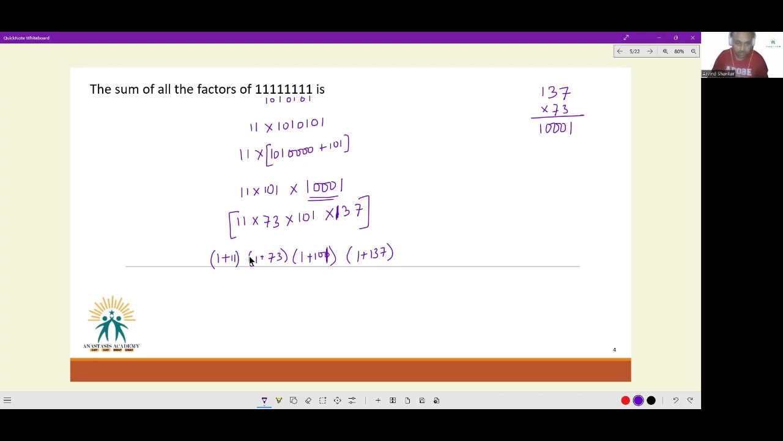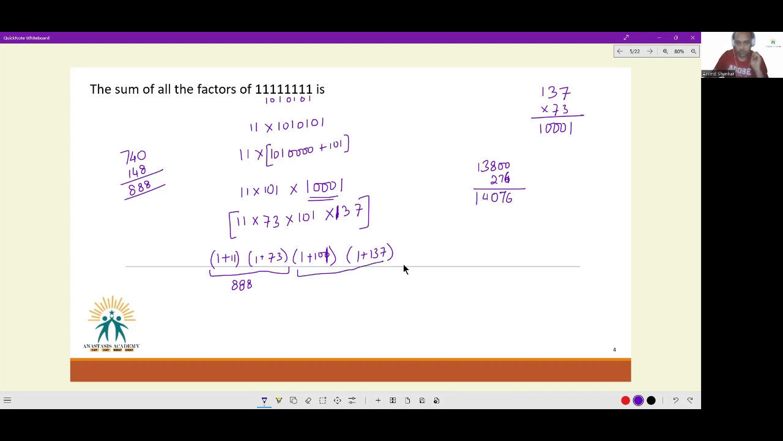So I will try to do the maths. 12 into 74. So 740 plus 148 adds up to 888. Okay. So these two numbers multiply to give me 888. And here I have to do 102 into 138. So 138 into 100 and 138 into 2. 138 into 2 will get me to 276. We add this up, we get 6, we get 7, we get 0, we get 4, and we get 1.